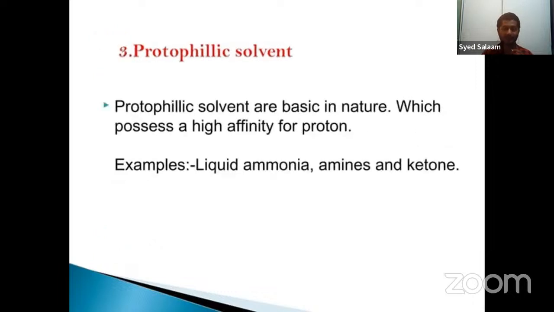Next, protophilic, the one which loves protons because they are basic in nature. They accept protons. Being basic in nature, they also show the leveling effect, but they accept the proton, so it is opposite to protogenic. They have high affinity towards the proton. Examples: liquid ammonia, amines, and ketones act like protophilic solvents. They are helpful for leveling up weak acids.